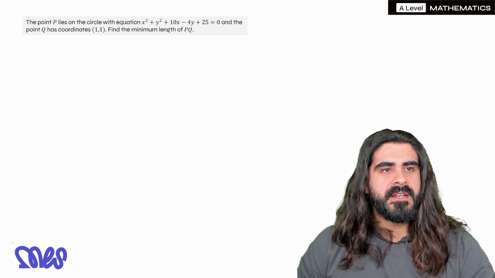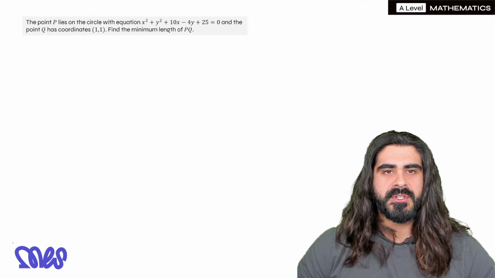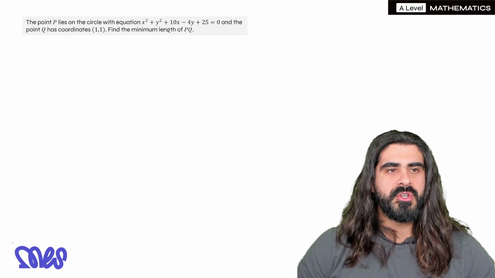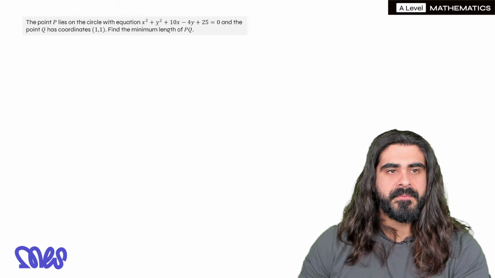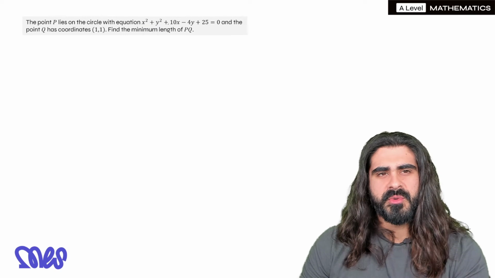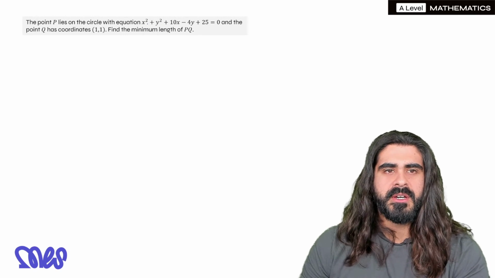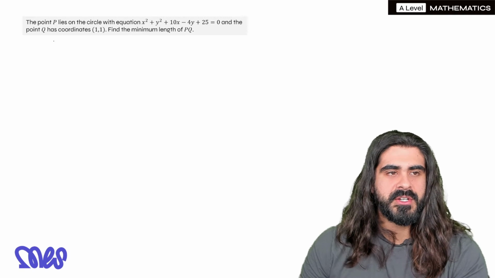Last question. The point P lies on the circle with the equation x squared plus y squared plus 10x minus 4y plus 25 is 0. And the point Q has coordinates 1, 1. Find the minimum length of PQ. Right, all words, and it's to do with circles. So we're going to complete the square, which allows us to figure out the center of the circle and the radius, and then we can do a sketch.